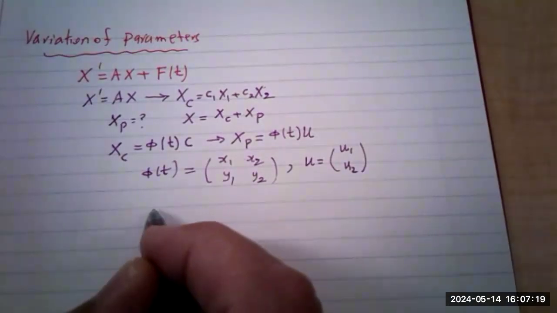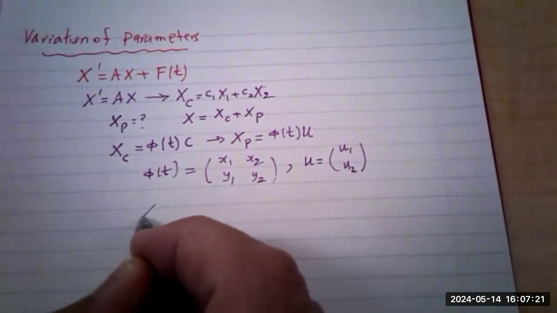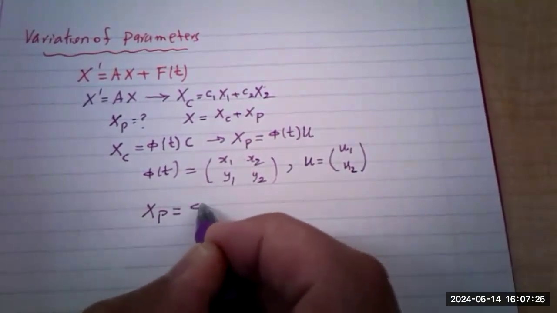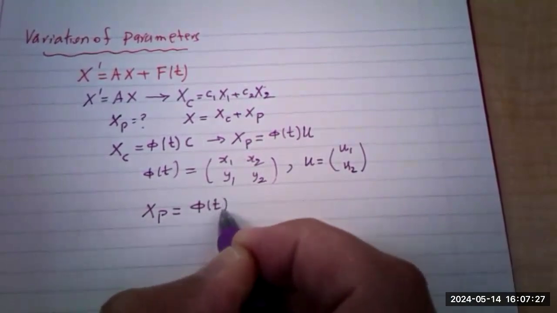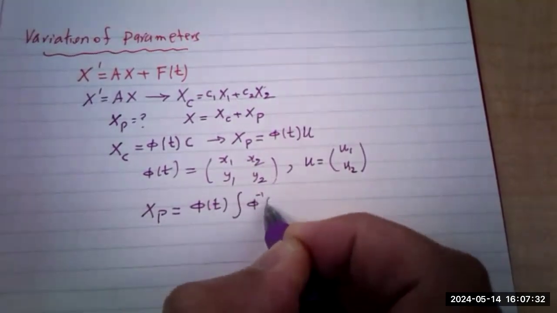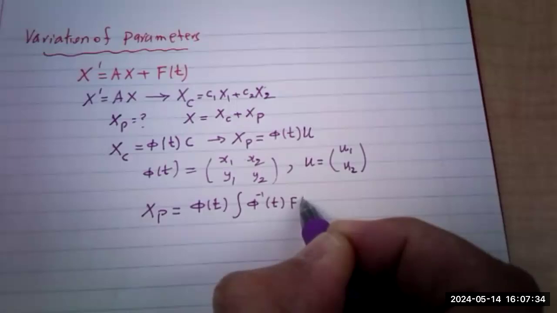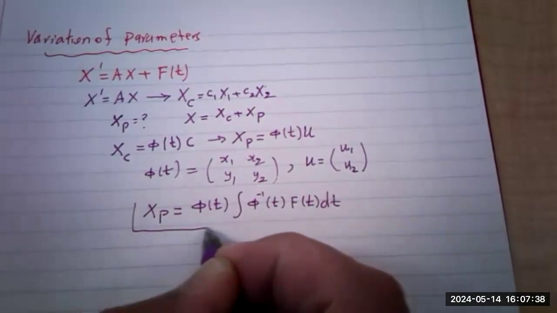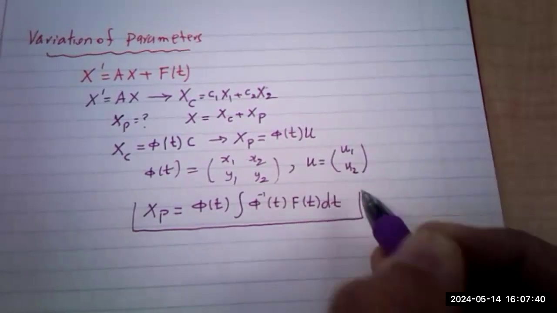At the end, we proved that xp is going to be phi of t times the integral of phi inverse of t times f of t dt. So that's the form of the solution that you are going to have. You have to form this one.